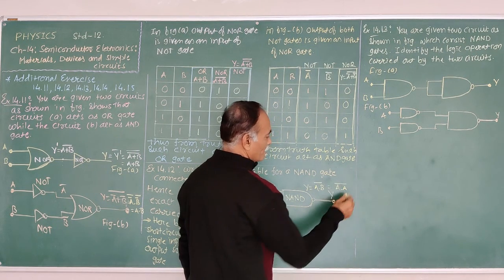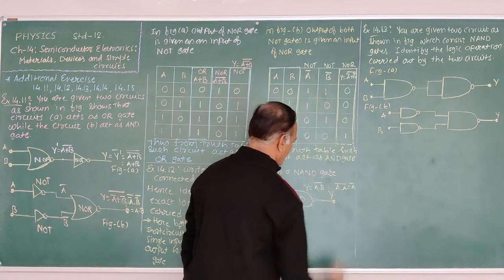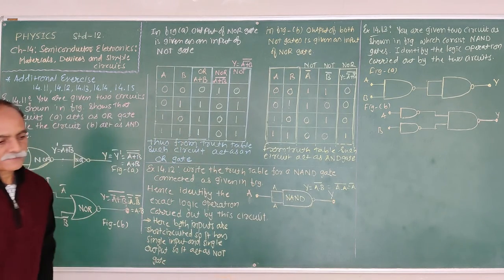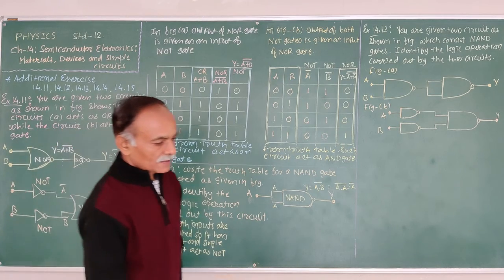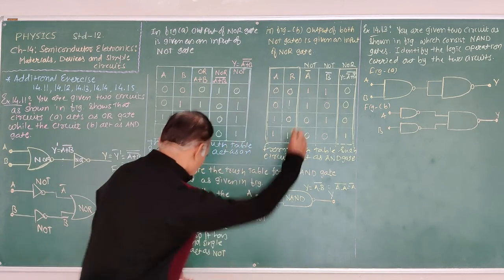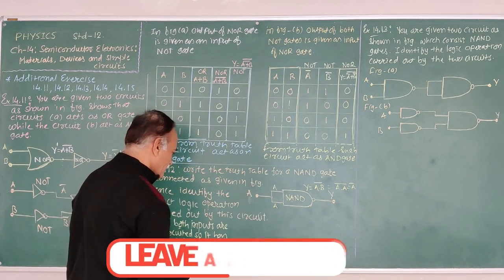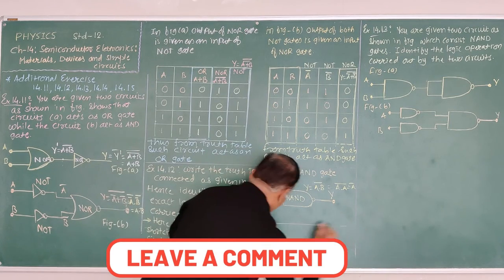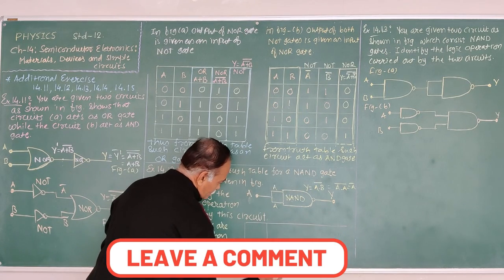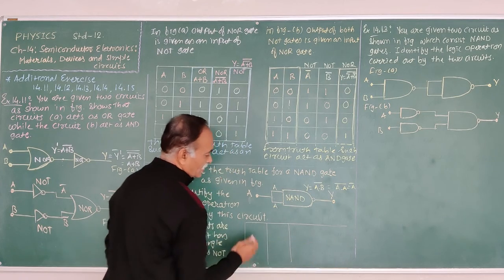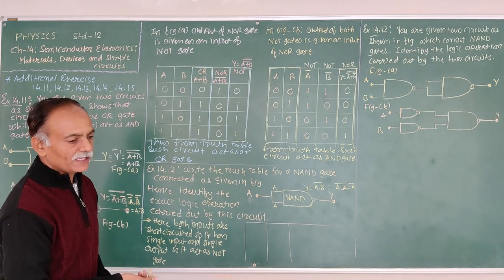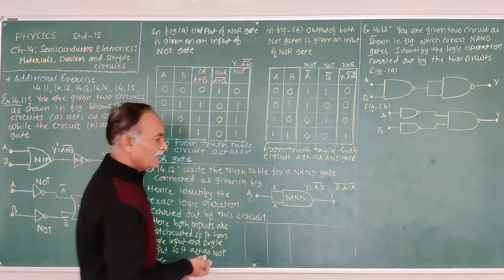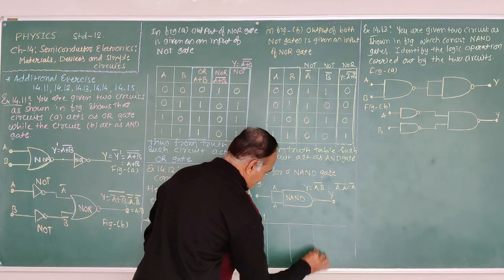So what is the equation? For that purpose, what is the truth table? We prepare the truth table in this manner: A, B. After that, Y is equal to A dot B, and final is A dot B, whole bar.